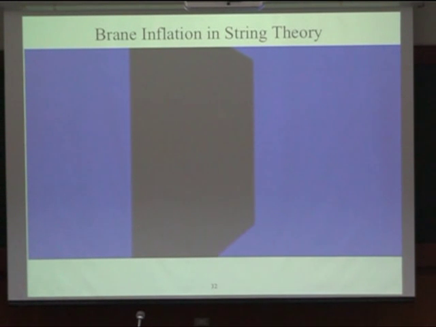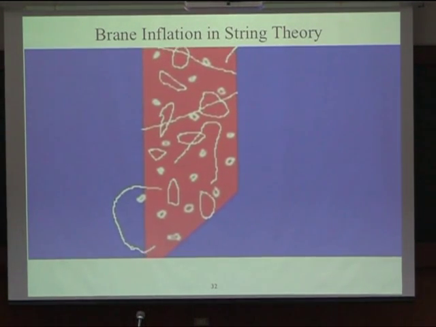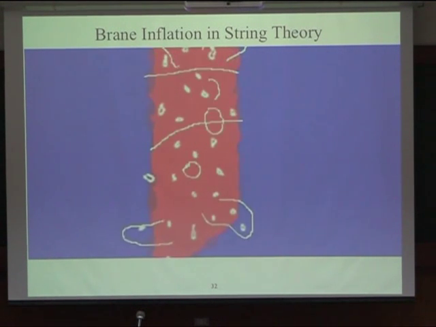Move towards each other, then inflation takes place. Space is being created along this direction, and when they get close enough, they collide. When they collide, they heat up the universe. They produce everything. But since in string theory we have strings, they produce all sorts of strings.